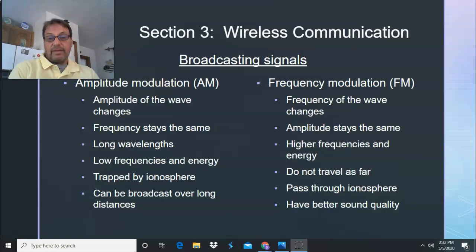Frequency modulation is going to have a little higher energy. They got a higher frequency than the AM does, but the frequency of the wave will change, but the amplitude stays the same. So right there, the amplitude, the level of the crest, is going to stay the same on these, but it's going to occur a little quicker. It's going to have a little higher frequency. These won't travel as far because they pass through the ionosphere. They're not reflected back down. But we do have a better sound quality with the higher energy.